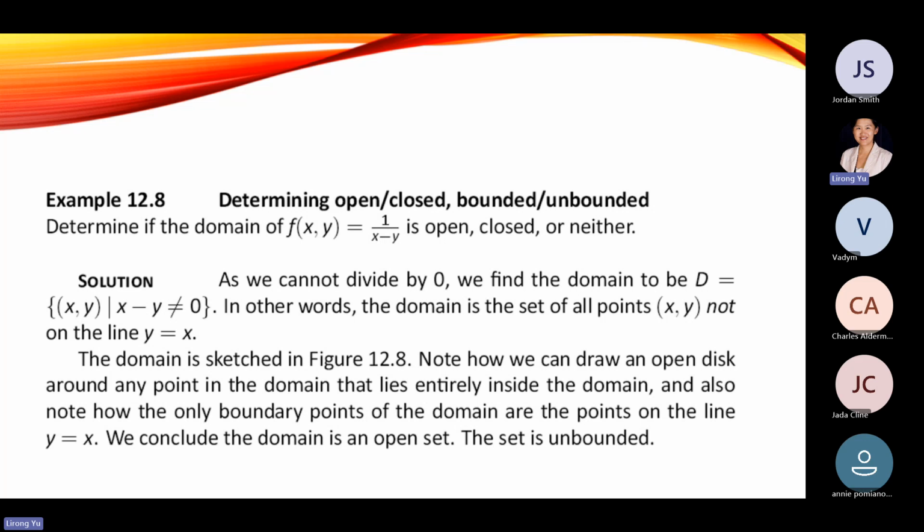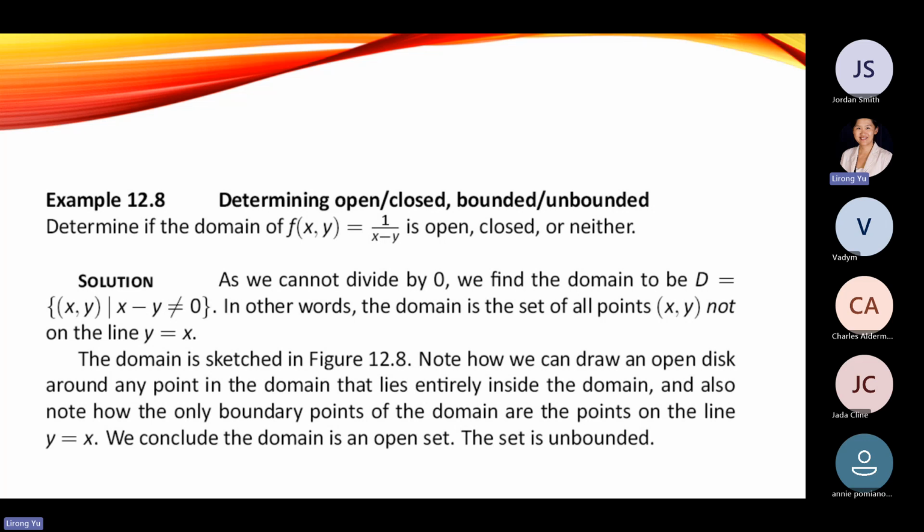So in this case, obviously the set of points is open because the boundary points are not inside the domain. And on the boundary, the x equal to y line will be the boundary of the set, at least part of the boundary. So that part is not in the domain. Therefore, we are looking at an open set.